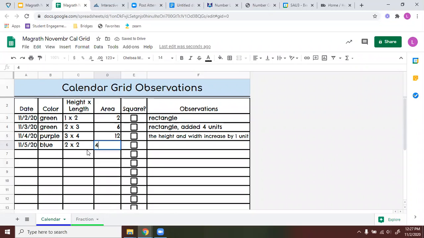So I can't quite figure out what their pattern is yet. I feel like it's kind of all over the place. We were adding 1 and then now we subtracted 1 for our height. So I'm really not sure what to expect for tomorrow. My observation today is that we have a square again.